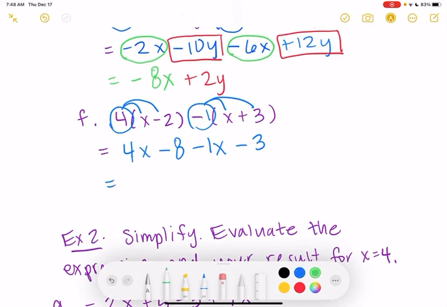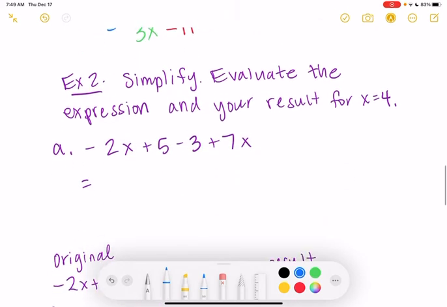Then I'm going to look for all my x's. So I have a 4x minus a 1x is 3x. I have a negative 8 minus a 3 is negative 11.